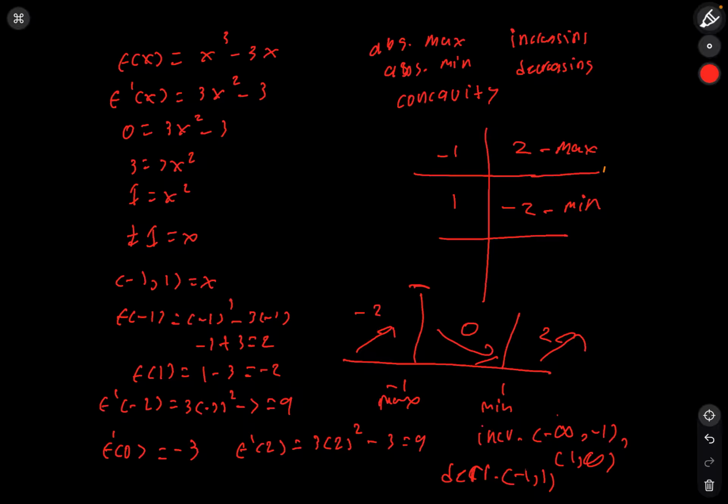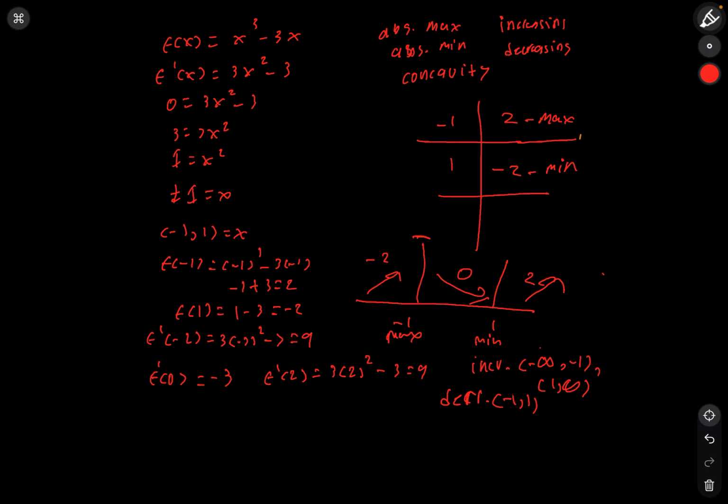Now, let me prove it through another way, and you won't believe this. You can prove it using the second derivative, and here's what I mean. Our critical points are -1 and 1. f''(x) is equal to 6x. Now let's plug these values in. f''(-1) is equal to -6. And then f''(1) is equal to 6.